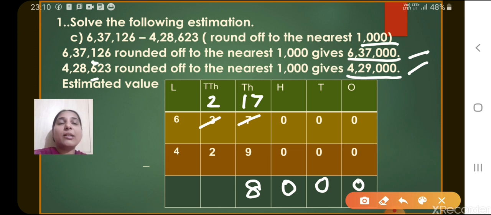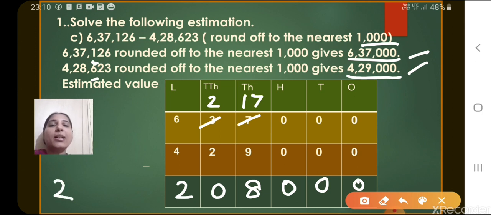Now look at the 10,000s column. So 2 minus 2, what we will get? 0 only. And now look at the lakhs column. So 6 minus 4, 2. So what estimated value do we get here? Yes, read this number, children. Ones, tens, 100, 1000, 10,000, lakh. So the number is 2 lakh. Estimated value is 2,08,000.